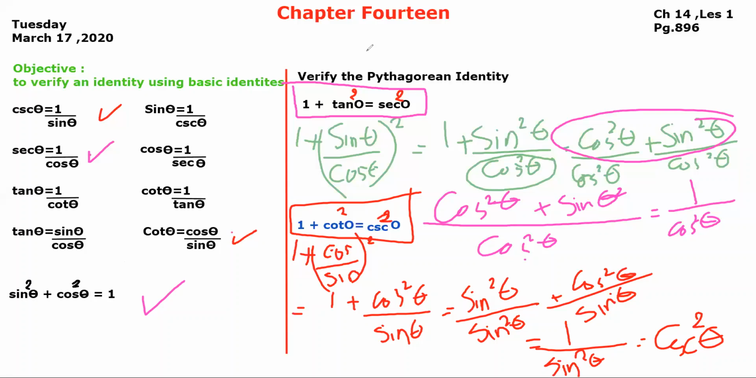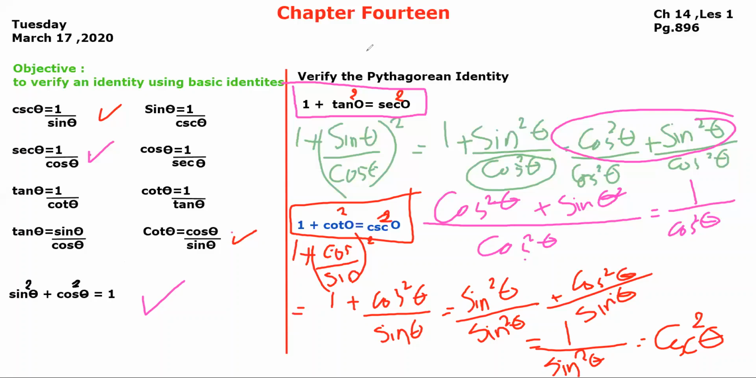And the third one, which I said here, sine squared plus cosine squared equal 1. Now, inshallah, tomorrow we will see how I can verify some more complicated identities using these.